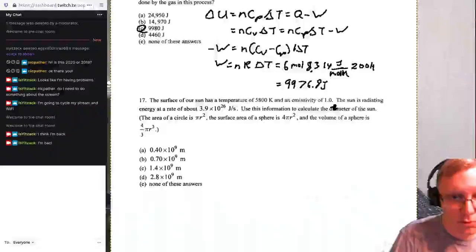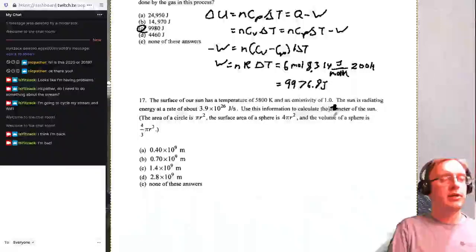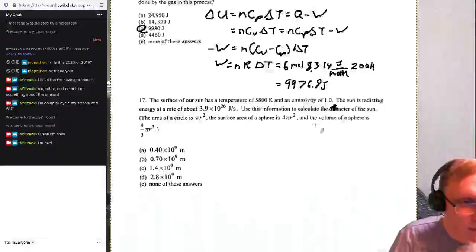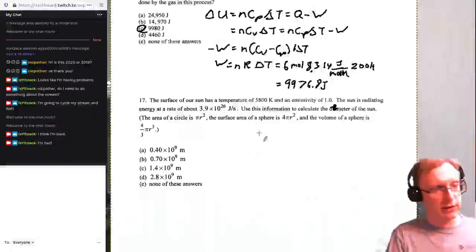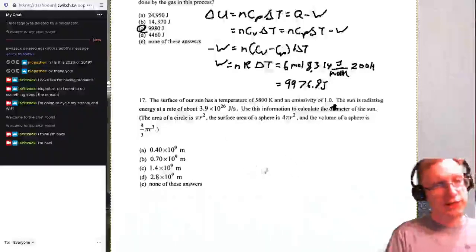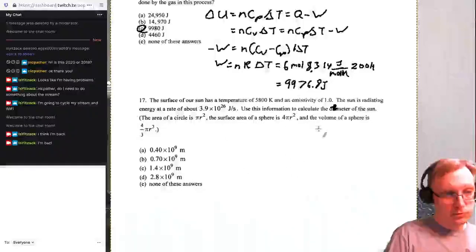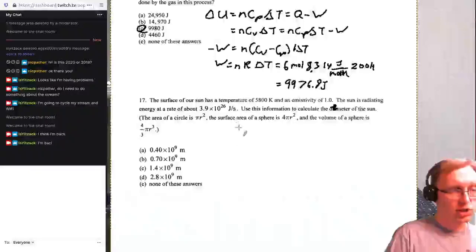The surface of our sun has a temperature of 5800 Kelvin and an emissivity of 1 because it's plasma, and plasma, despite being very bright, is in fact a black body. The sun is radiating energy at a rate of 3.9 times 10 to the 26 joules per second. Using this information, calculate the diameter of the sun. Area of a circle, pi r squared, and the surface area of a sphere is 4 pi r squared. The volume of a sphere is 4/3 pi r cubed. That is way too much information, I think.